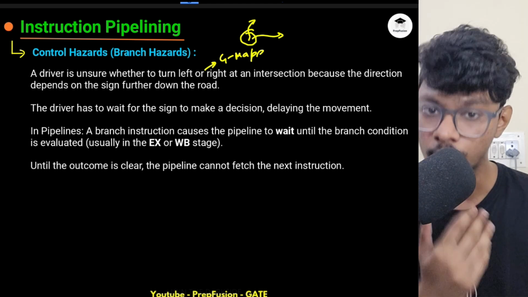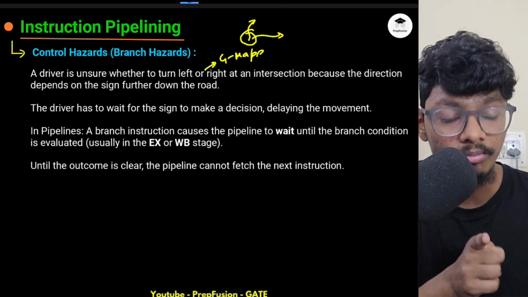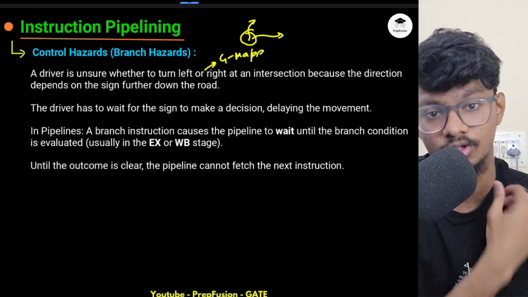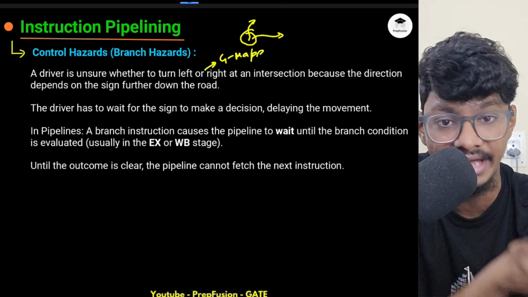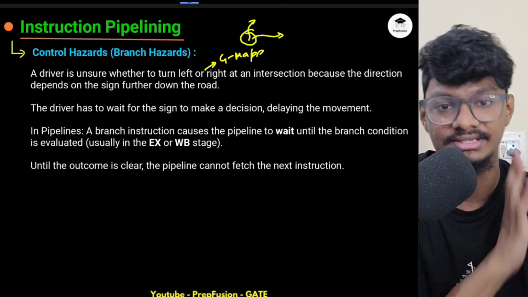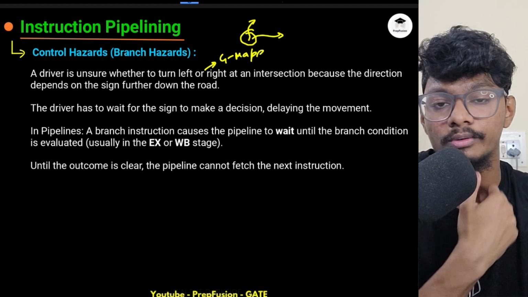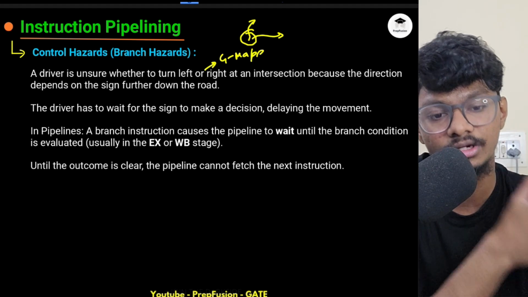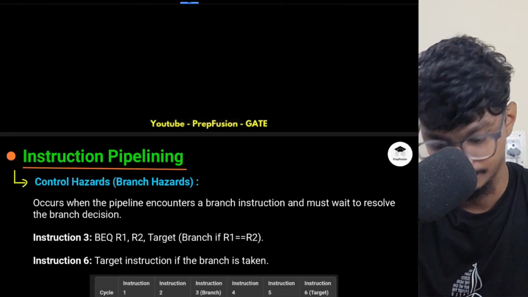Until the outcome of the current instruction is clear, I will not be able to execute my next instructions, because I don't know whether the next instruction is supposed to be executed or not. I may have to take some other target instruction, some other place. After I1, I2, I3, I may not need to fetch instruction I4. I may directly need to go to I7 or something. So that is what your control hazard is.